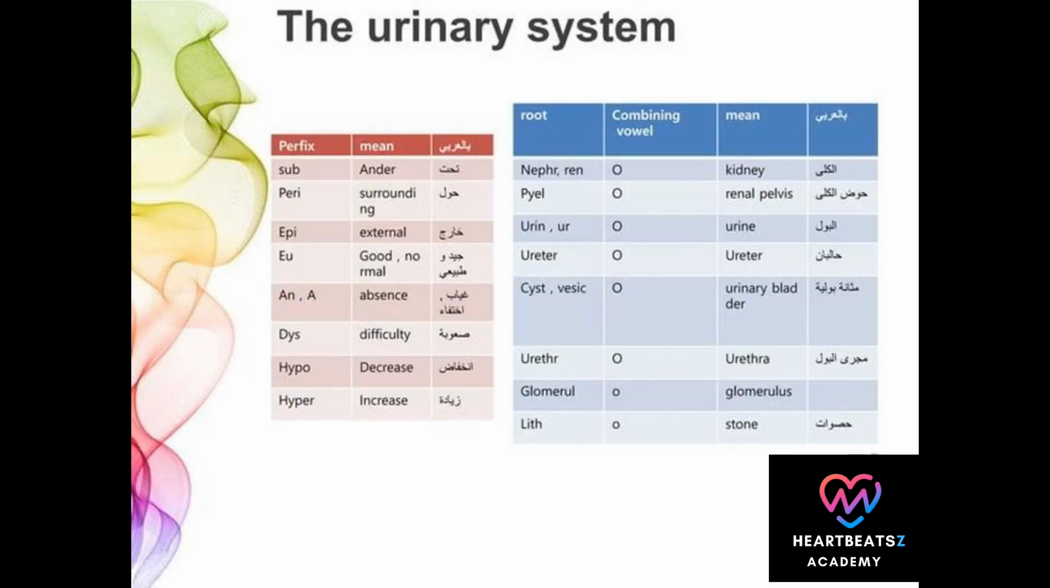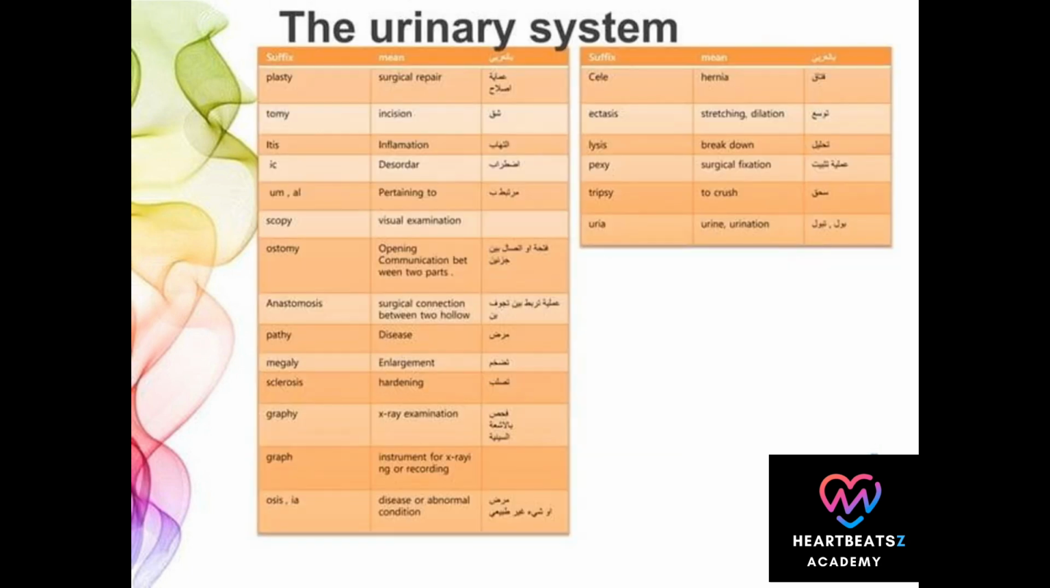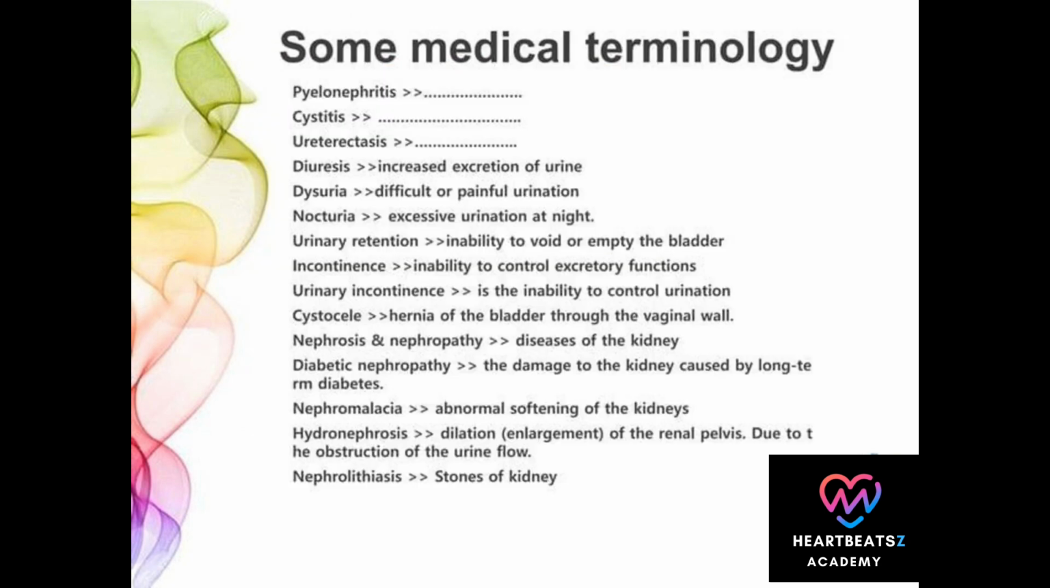Now, let's discuss the urinary system. We have words like pyelonephritis, which is inflammation of the kidney, and diuresis, which is increased excretion of urine. We also have terms like nephrosis, which is a disease of the kidney, and hydronephrosis, which is a condition where the kidney becomes enlarged due to obstruction of the urine flow.